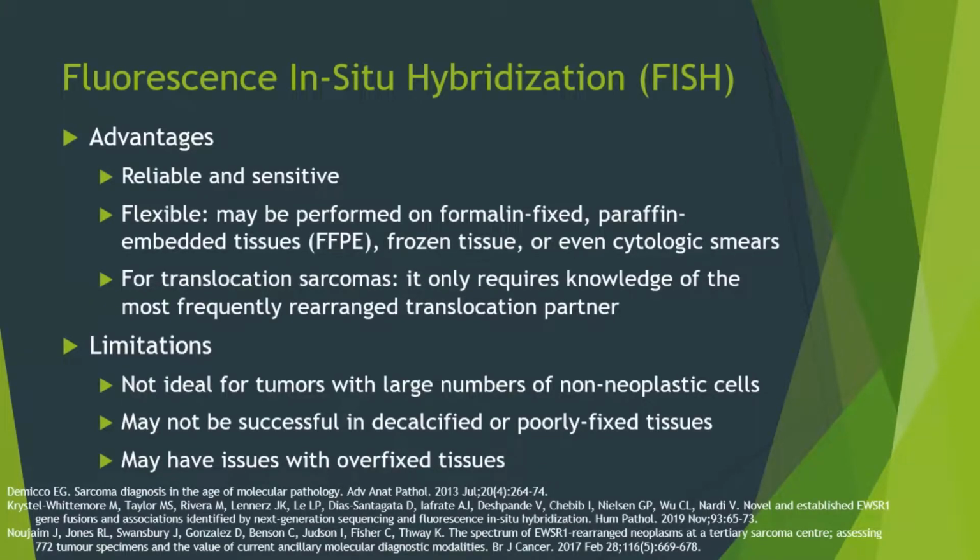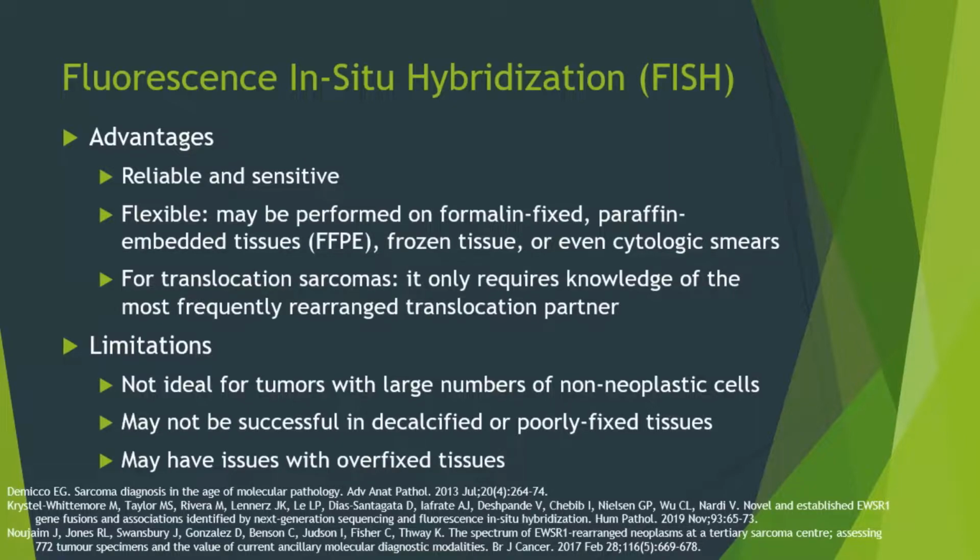Fluorescence in situ hybridization, or FISH, is one of the most widespread molecular tests because of its reliability and sensitivity. Failure rates in FISH are lower than in RT-PCR because FISH uses DNA, which is more stable, as opposed to RT-PCR, which uses mRNA, and mRNA is less stable. Now, FISH is also flexible. It is usually done on formalin-fixed, paraffin-embedded tissues, or FFPE tissues, which is easy to get. Sometimes frozen tissue and smears could also be used depending on the capability of the center.